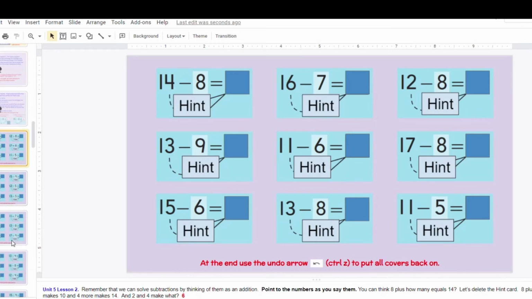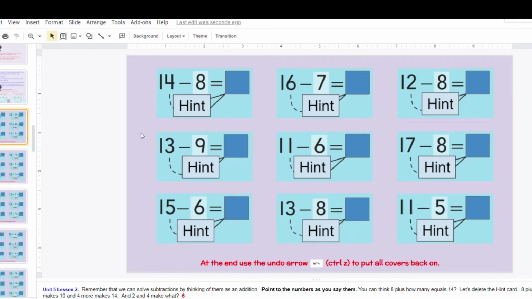As you go to the blue cards here, you can see that we have make a 10 with subtraction and a teen number. So now I have 14 minus 8 equals unknown. So we're thinking what plus 8 equals 14.